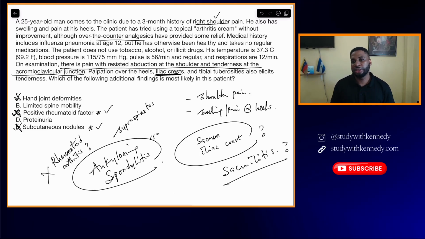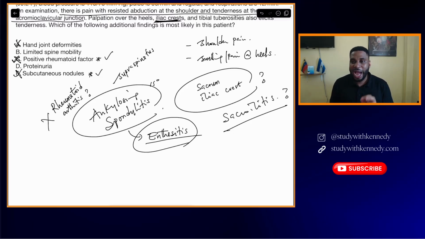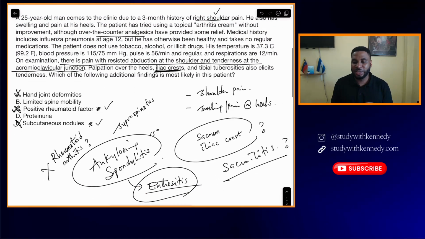Ankylosing spondylitis. Then somebody will say, oh, Kennedy, but I don't remember ankylosing spondylitis looking like this. Yes, one of the findings you have in ankylosing spondylitis that we don't mention all the time is enthesitis. Enthesitis, inflammation, pain from the tendons and the ligaments. And that was what they emphasized in this vignette.